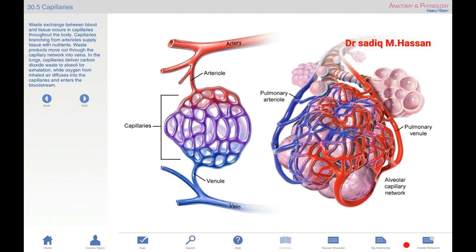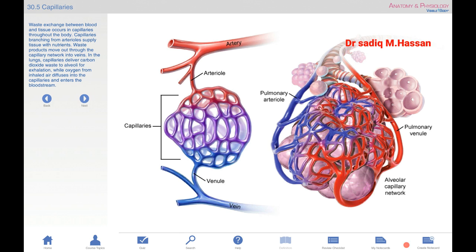In that example, in the pulmonary veins and pulmonary arteries, the pulmonary vein, the red one here, takes oxygenated blood from the lung to the left atrium of the heart. Here is the alveolar capillary network, where gas exchange happens. On the other side, the pulmonary artery divides continuously and becomes a pulmonary arteriole. It is blue because it is the opposite of the systemic circulation: it carries poorly oxygenated, or deoxygenated, blood from the right ventricle, the right side of the heart. That is why it is blue.